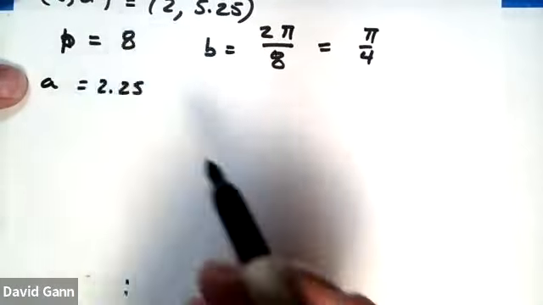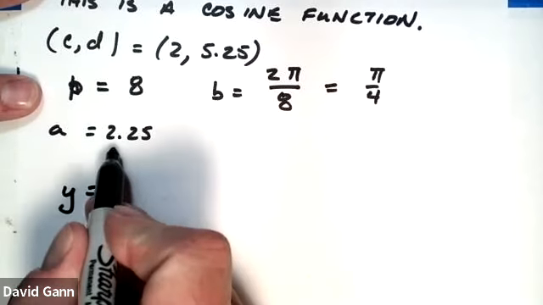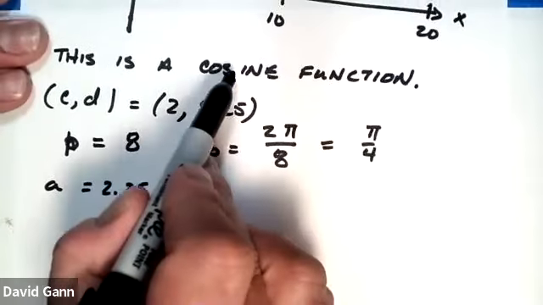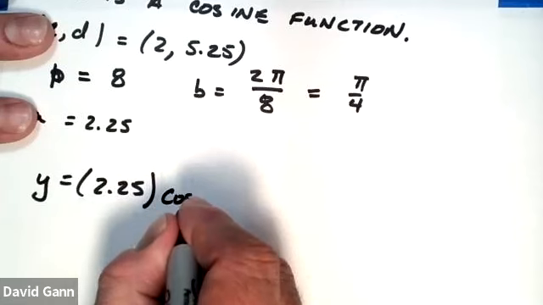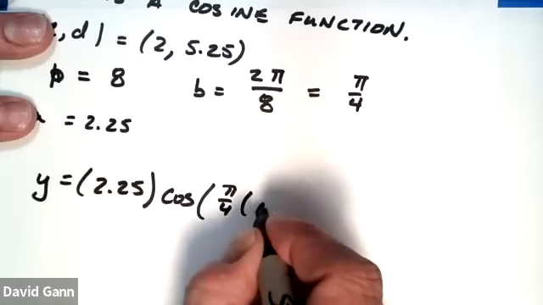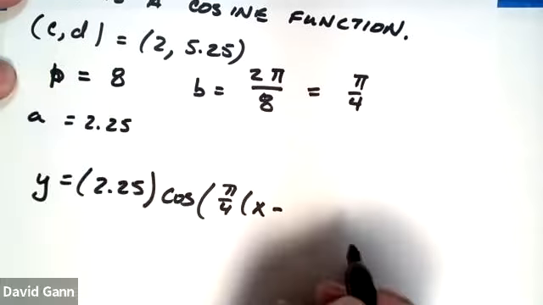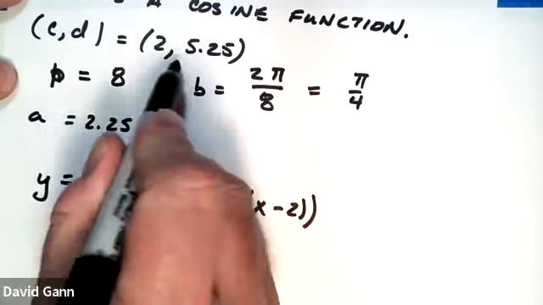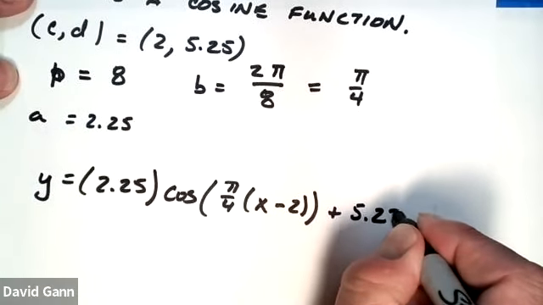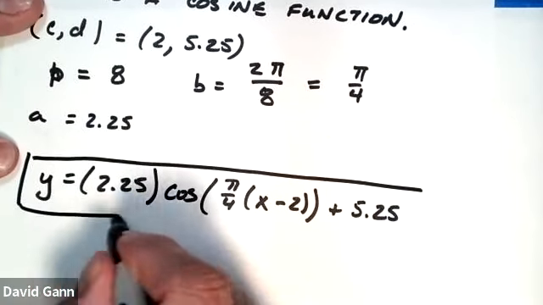So anyways, now that we have A, B, C, and D, it's going to be relatively easy to write this equation. y is equal to the A value, 2.25, times the cosine function of the B value, pi over 4, times x minus the C value, which is 2, close it off, and then plus the D value, which is 5.25. And there we go. There is the equation of just some arbitrary thing that I just drew on the page.